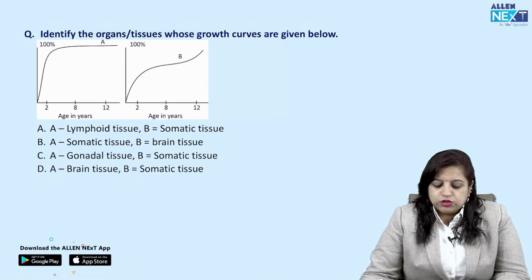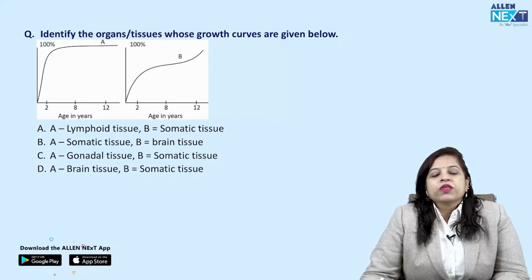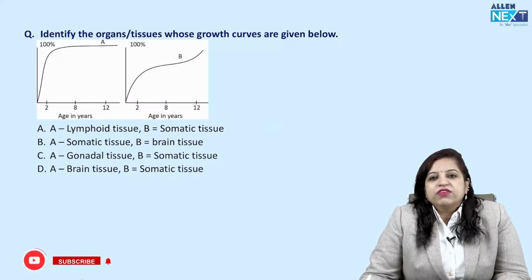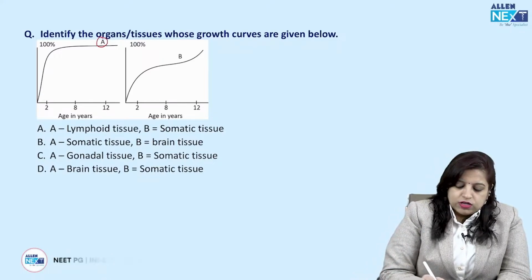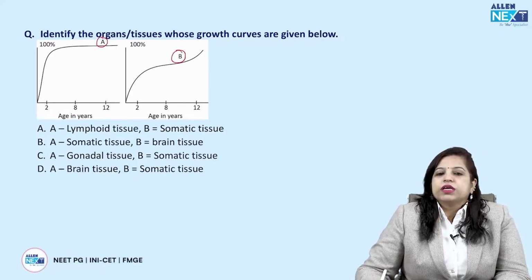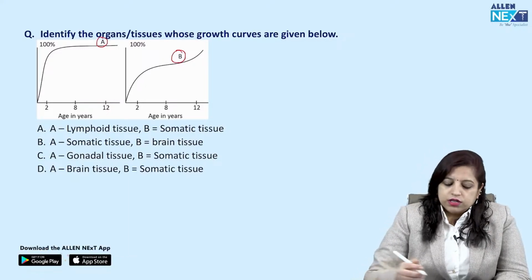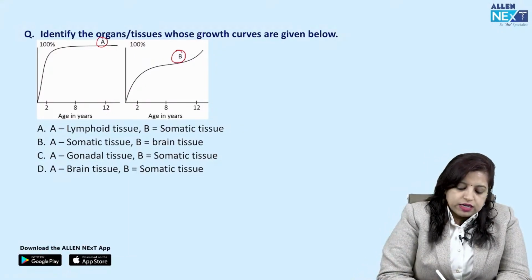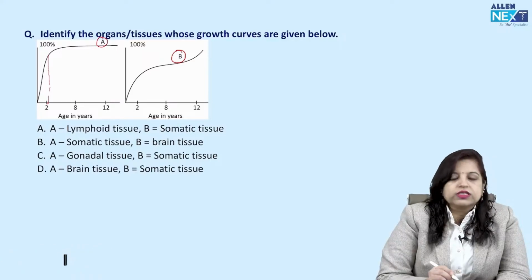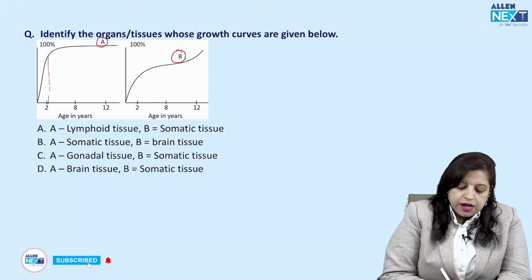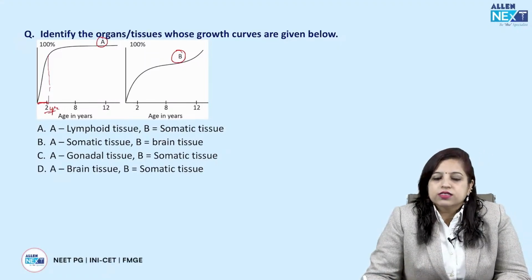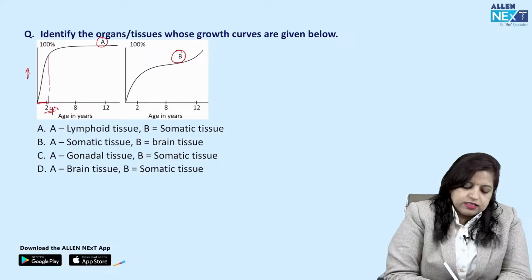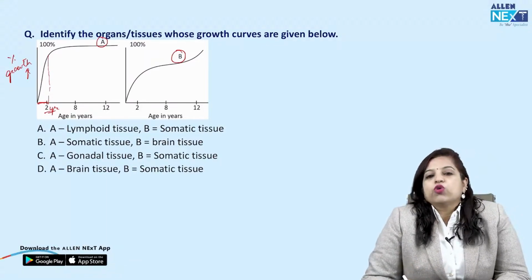Identify the organs or tissues whose growth curves are given below. So these are the growth curves which are very famously asked. You should be aware of them. What does the A growth curve signify and what does the B growth curve signify? As we can analyze in the A growth curve, most of the growth has already taken place, almost 90% of the growth takes place by 2 years of age. On the x-axis, what you see is the age in years, and the y-axis depicts the percentage growth of the organ. So which organ does it signify?